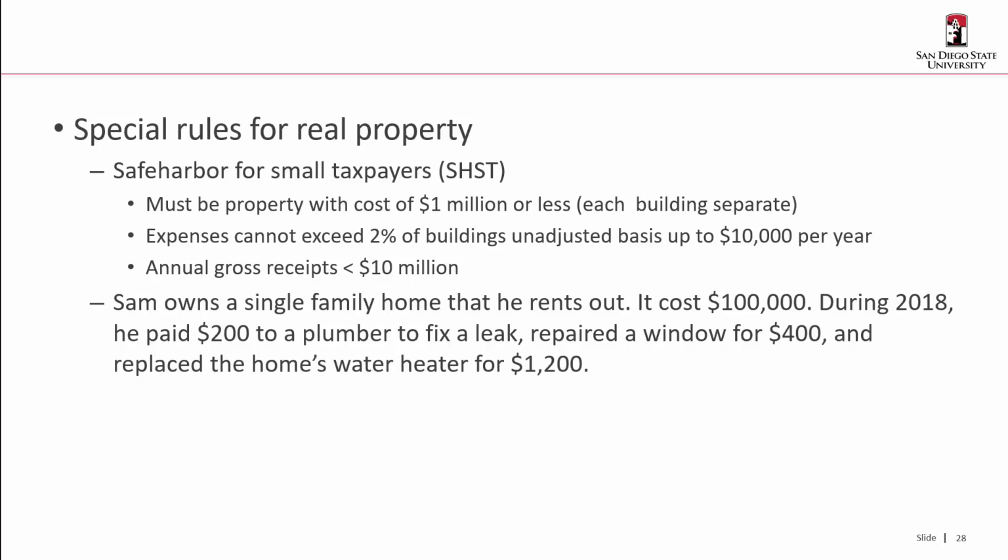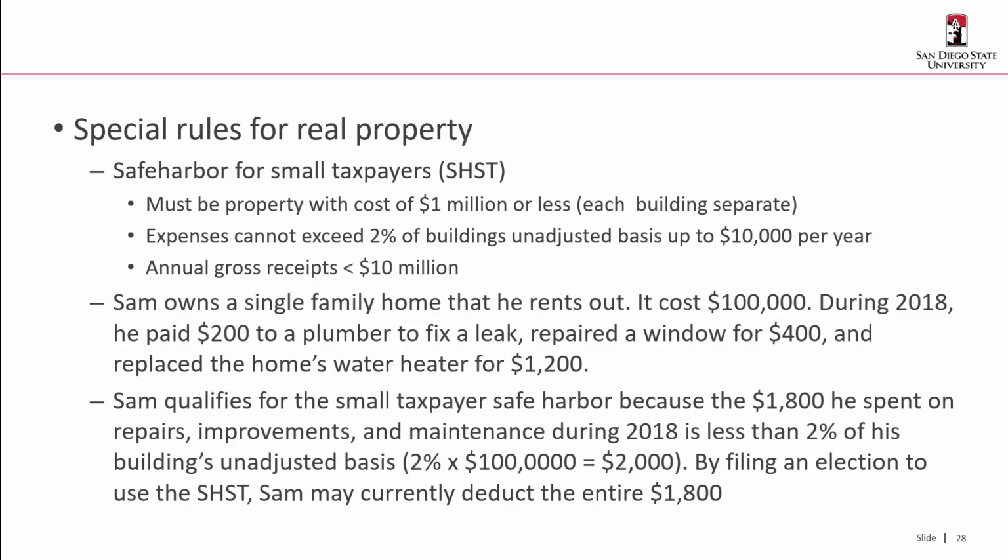So Sam owns a single family home that he rents out. It cost $100,000, so clearly not in San Diego, right? During 2018, he paid $200 to a plumber to fix a leak. He repaired a window for $400 and replaced the home's hot water heater for $1,200. So the leak you could probably categorize as a repair on its own. The window, we even describe it as a repair. But the home hot water heater, normally you'd think of as, well, you have to capitalize that cost, right? That's a furniture or fixture that has a useful life beyond the end of the tax year.